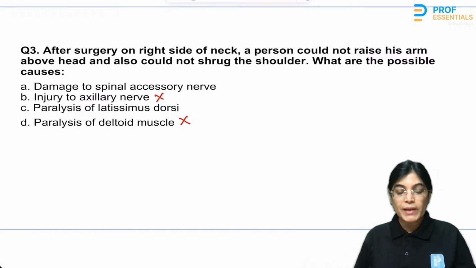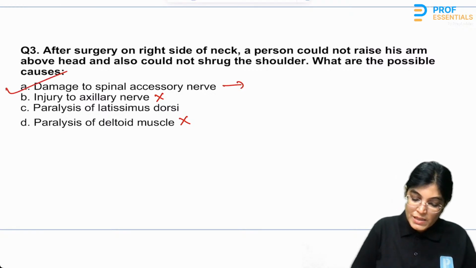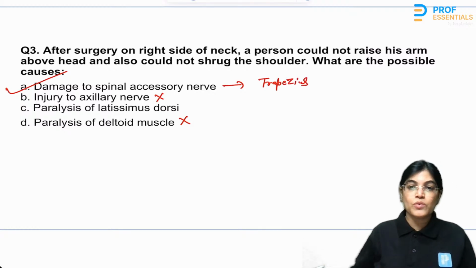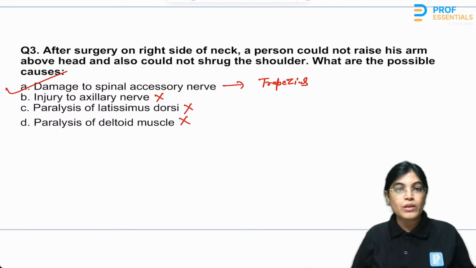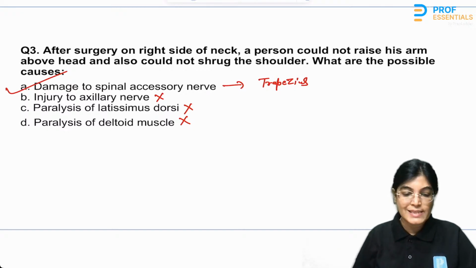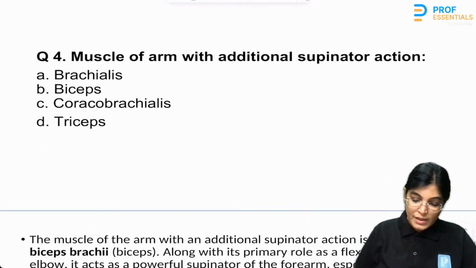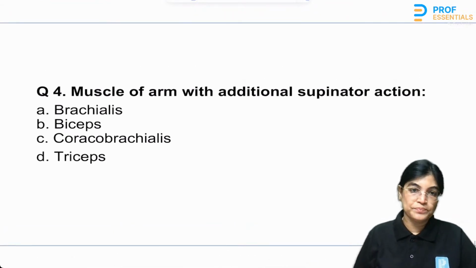And what is the nerve supply of trapezius muscle? Spinal accessory nerve. So trapezius muscle is an important muscle which is causing the action of shrugging of shoulder and overhead abduction. Paralysis of latissimus dorsi is also not the right answer, because latissimus dorsi has got a prime action of adduction and extension of arm.